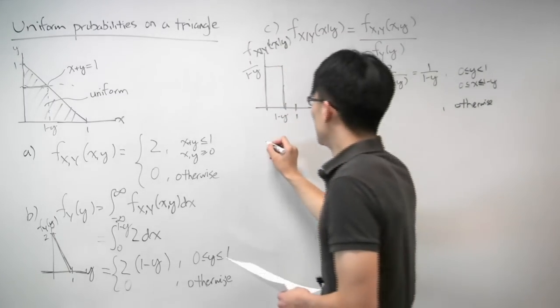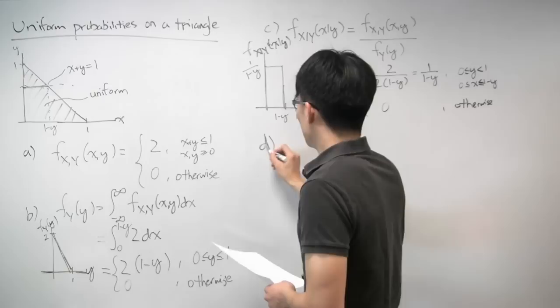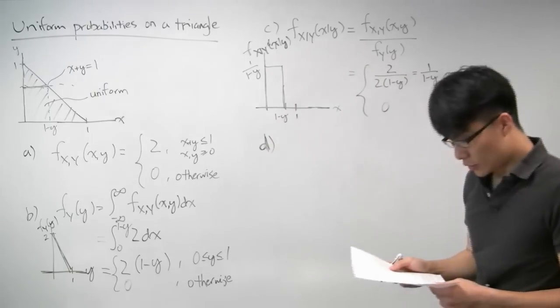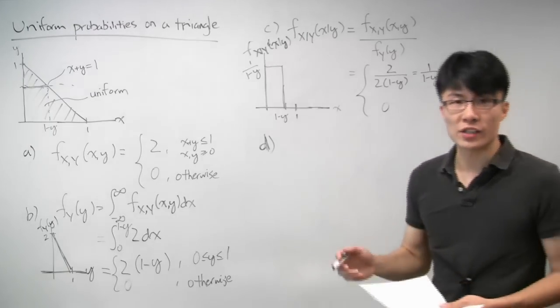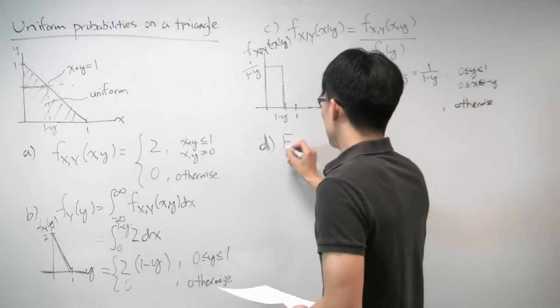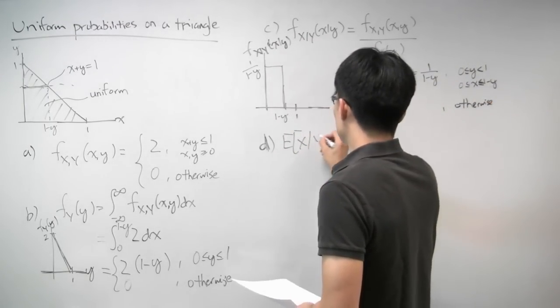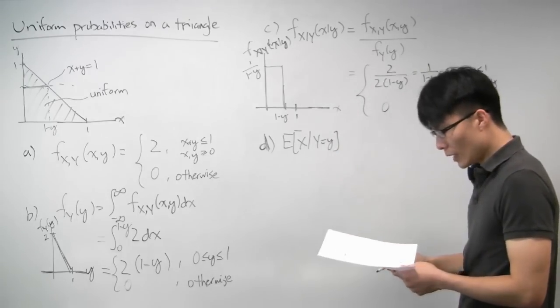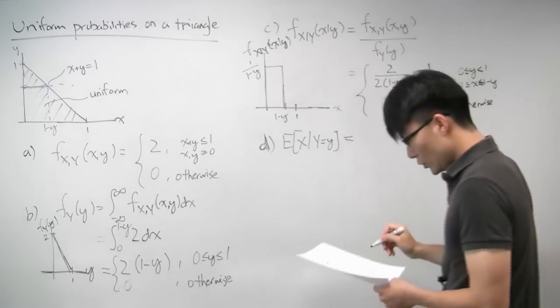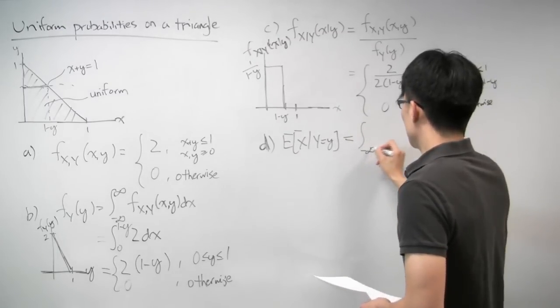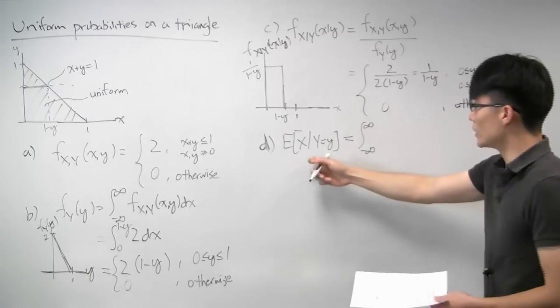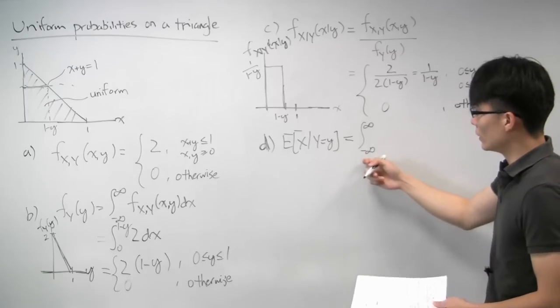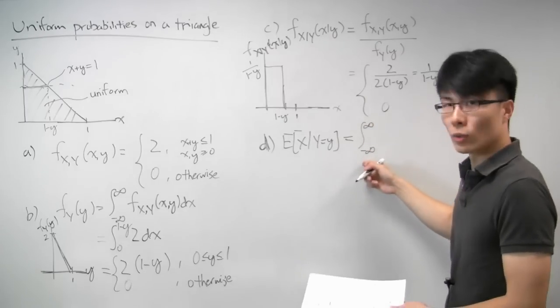Okay. Part D now asks us to find a conditional expectation of x. So we want to find the expectation of x given that y is some little y. And for this, we can use a definition. Remember, expectations are really just weighted sums, or in the continuous case, an integral.